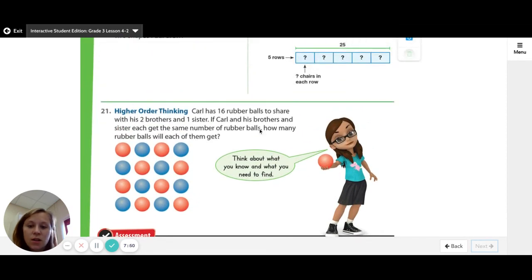Now look at number 21. This one's a little bit tricky. So Carl has 16 rubber balls to share with 2 brothers and 1 sister. If Carl and his brothers and sister each get the same number of rubber balls, how many rubber balls will each of them get? So we know he starts with 16, but we have to be careful because he's sharing with himself as well as his 3 siblings. So we'll actually be sharing with 4 people total.